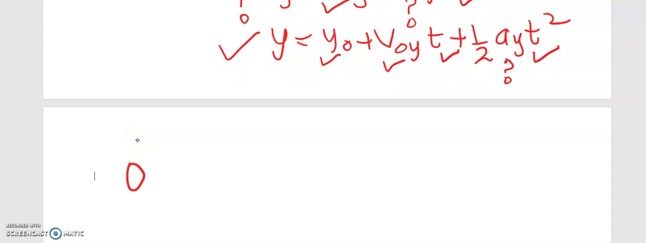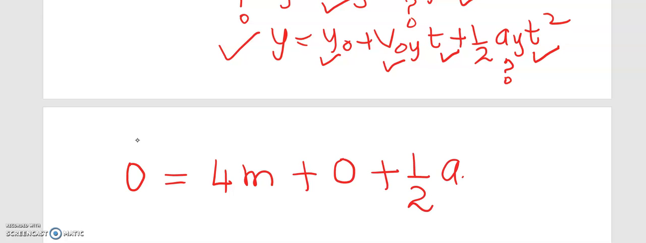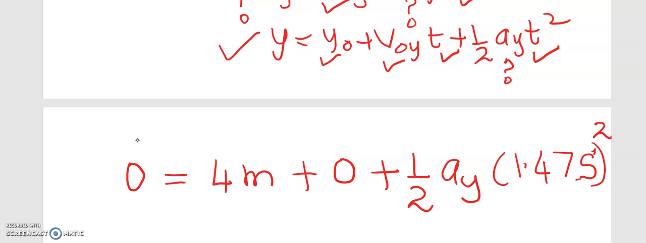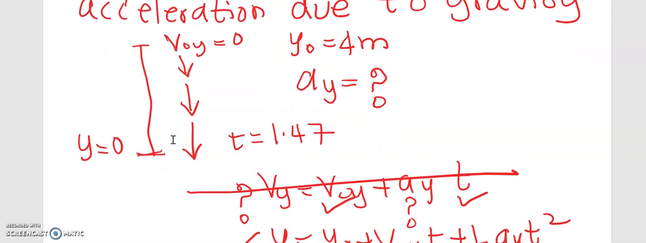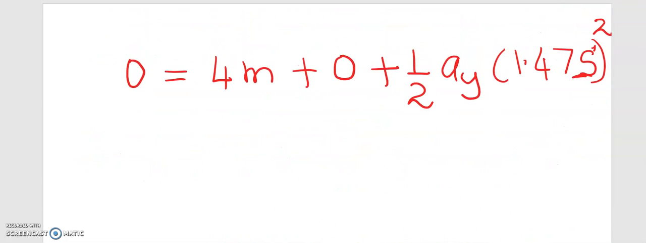Final y position is 0. Initial is 4 meters. Initial velocity is 0, plus half times acceleration on Mars times t, which is 1.47 seconds, and you have to square that. That's my seconds, guys. Yep, so that's it. Now we have to simplify this. 0 is equal to 4 meters plus half times a_y times 1.47 squared.